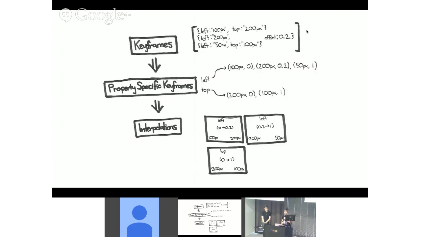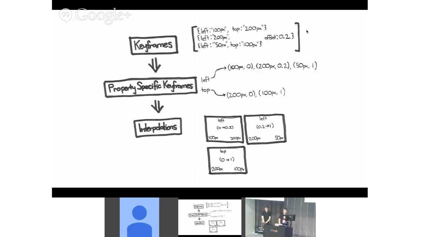Once we get to property-specific keyframes, we have a channel for each animating property, and we have a keyframe inside that channel that is specific to that property. So in this particular case, you can see the left channel has 3 keyframes because there are 3 different left values in the top representation, whereas the top channel only has 2 keyframes. And we've also filled out all of the missing offset data so that everything's nice and regular and easy to understand.